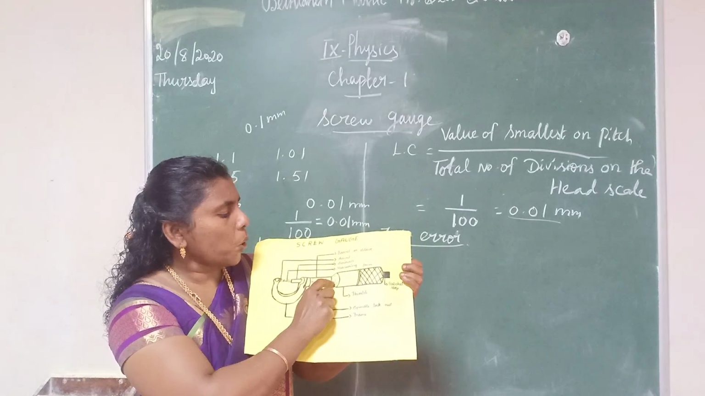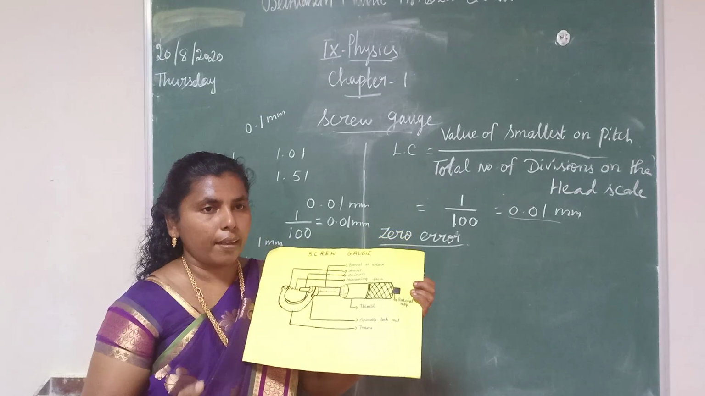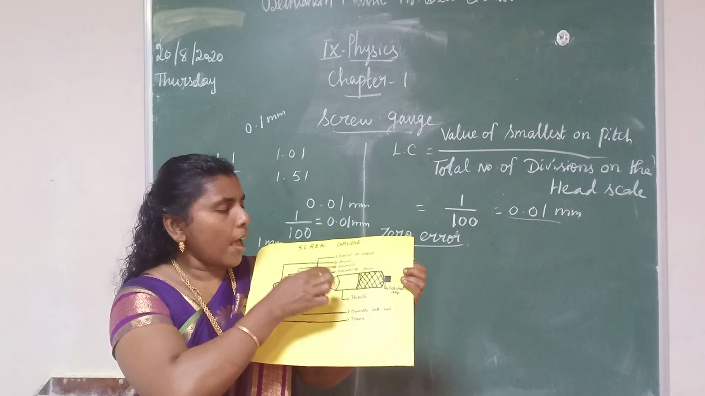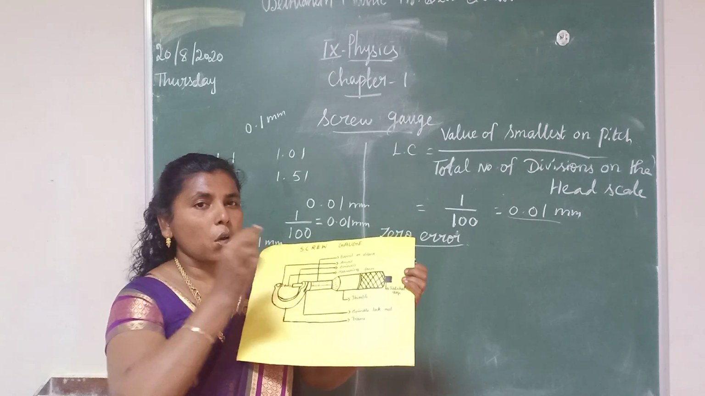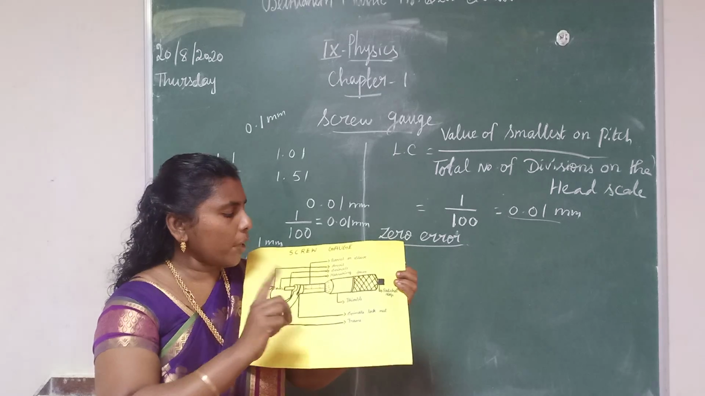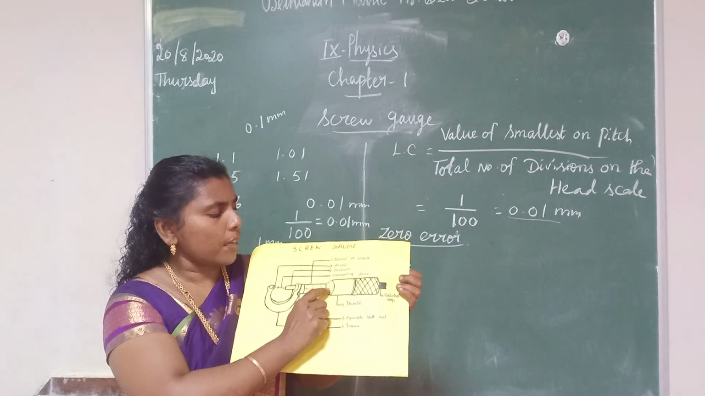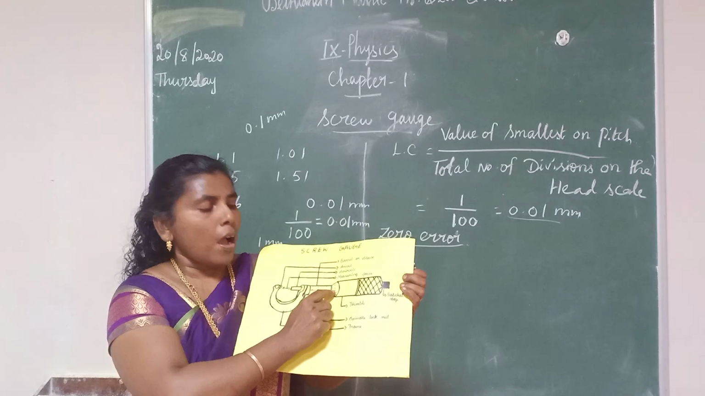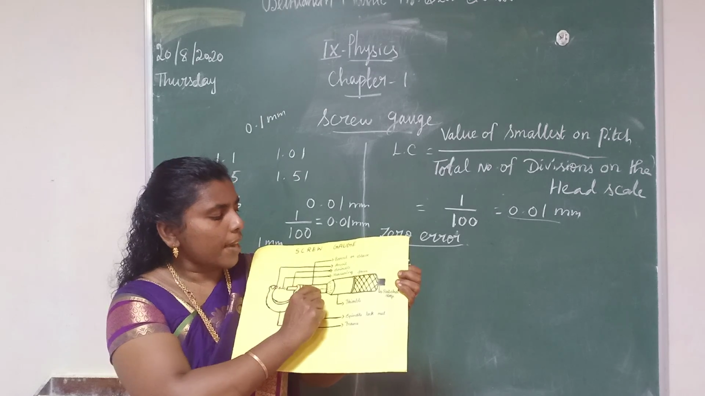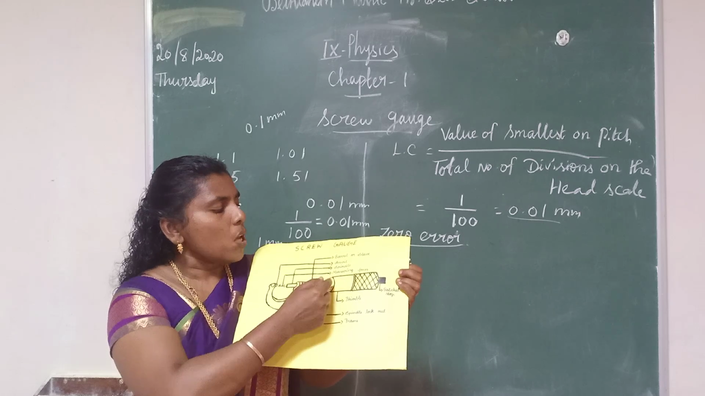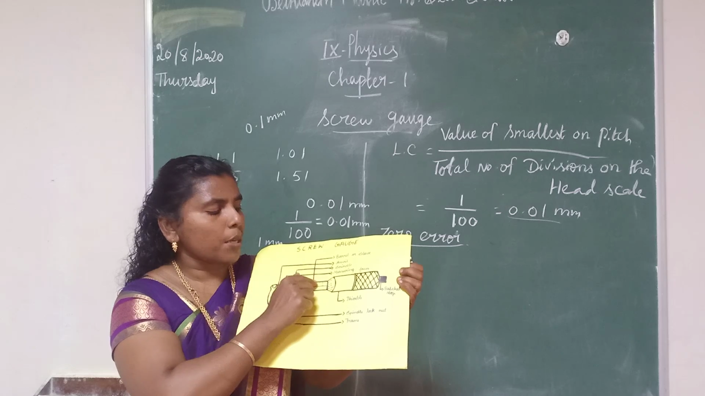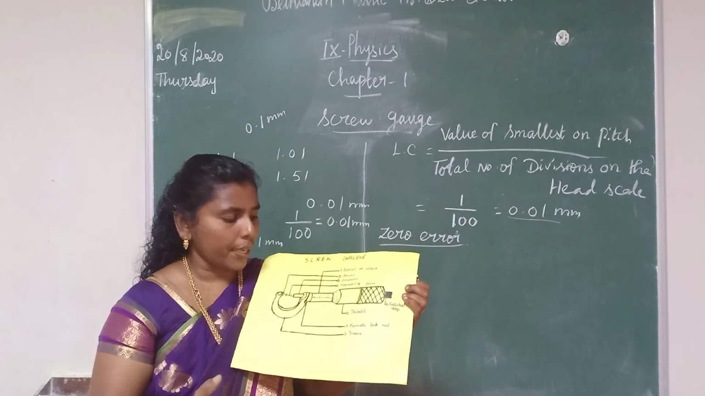Here suppose 0 is there, it means there is no error. The 0 of the head scale and the pitch scale axis coincide with each other, so there is no error. This line is called the pitch scale axis. So if the 0 of the head scale coincides with the pitch scale axis, there is no error.